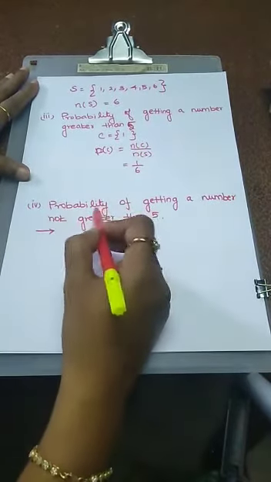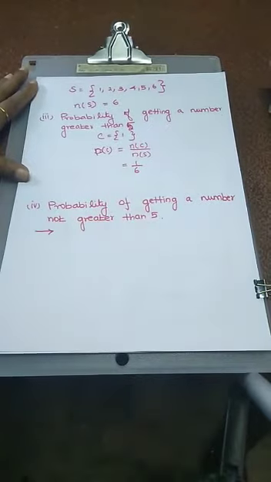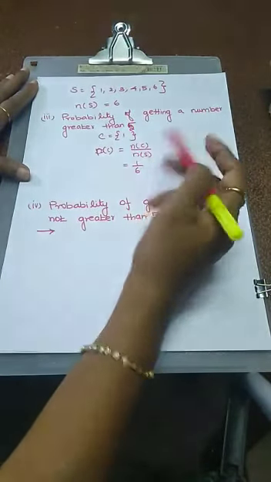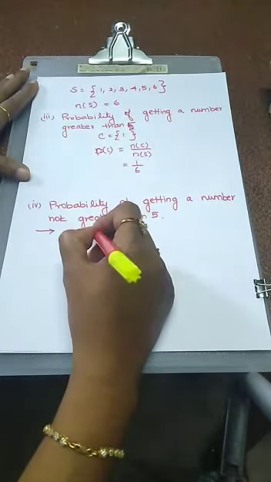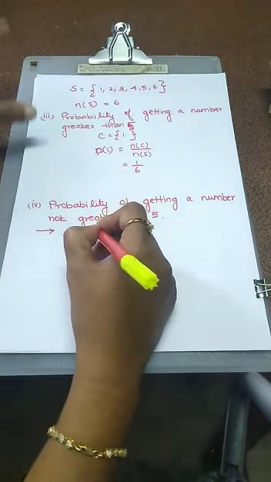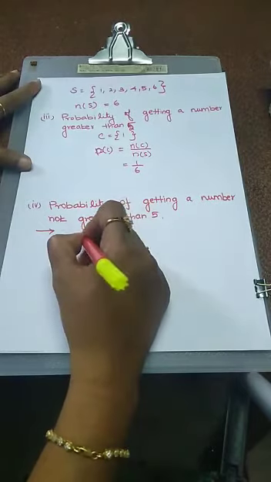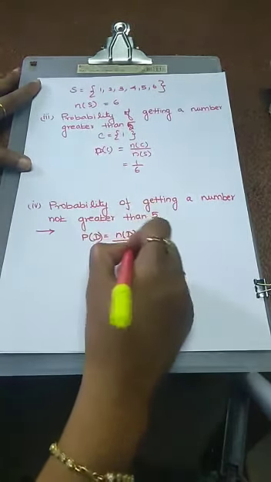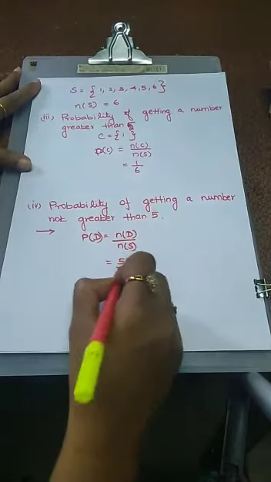The next subdivision, probability of getting a number not greater than 5. Greater than 5 means we are having only one value. Not greater than 5 means we are having the balance 5 values. So we just directly write the answer P of D equal to N of D by N of S, that is actually 5 by 6. That's all.